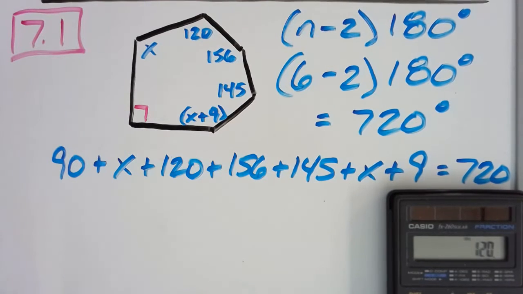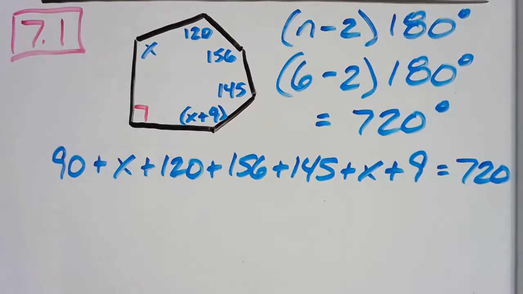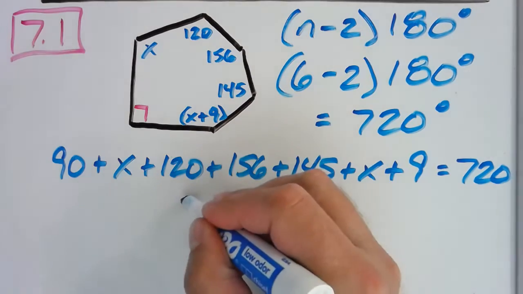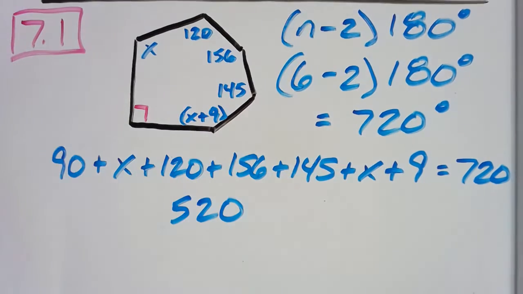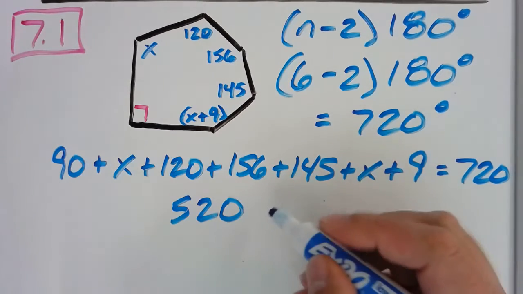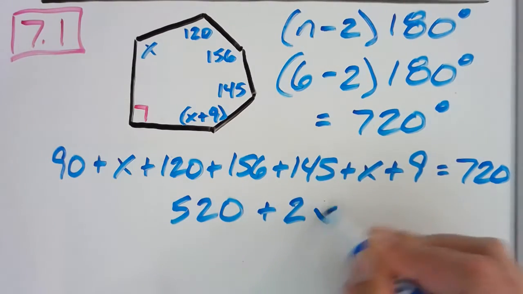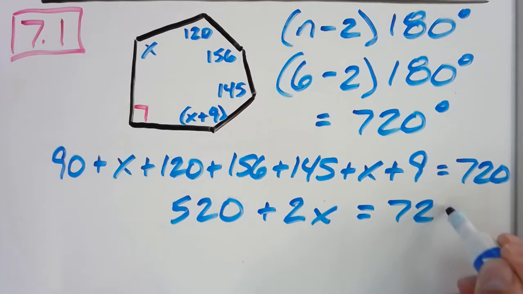90 plus 120 plus 156 plus 145 plus 9. 520. We've officially collected all the numbers together, so when I condense that down, all my numbers here on the left will come down to 520. And again, if you had crossed these out as you went, you would see that you'd have 2x's left over. When I add x plus x, I get 2x. And on the right-hand side, it's still equal to 720 degrees.